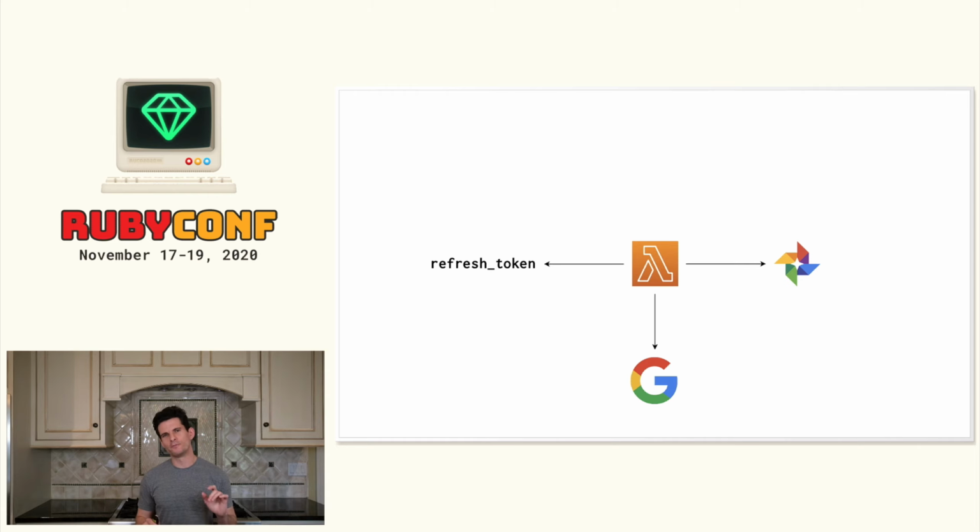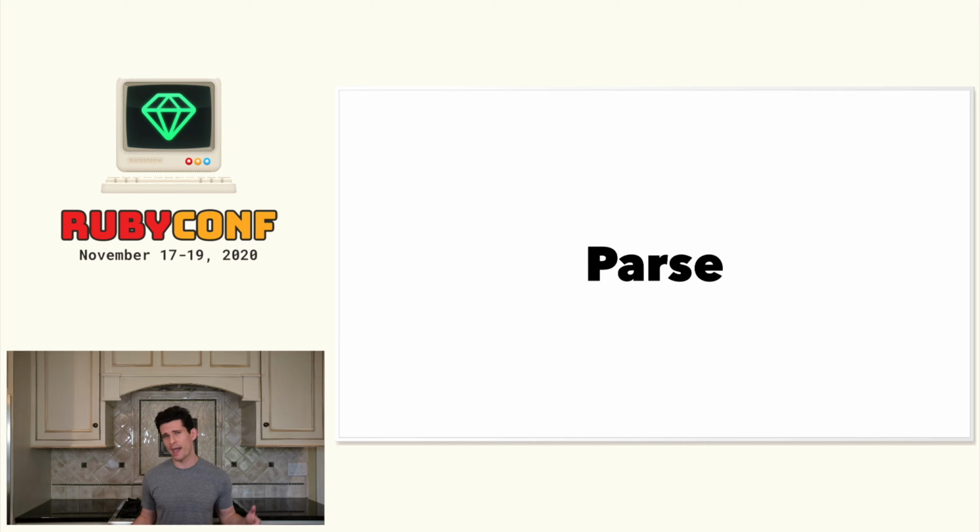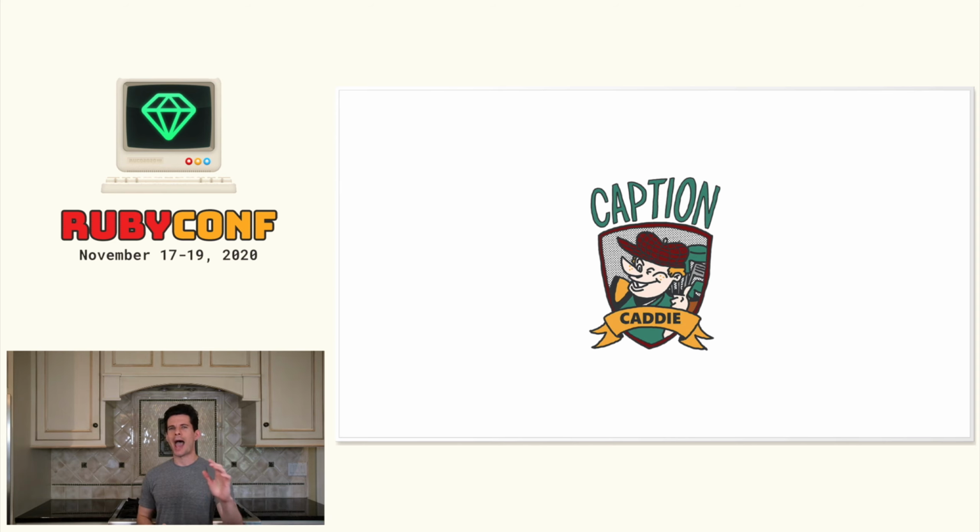So with access to a photo in hand, the next step in the system is to parse it and see if we have an omelet. This part I can handle. Have you heard of a site called Caption Caddy? How often have you been about to post a photo to social media only to falter at the last minute without a caption? Caption Caddy was a project I developed to solve just that problem.